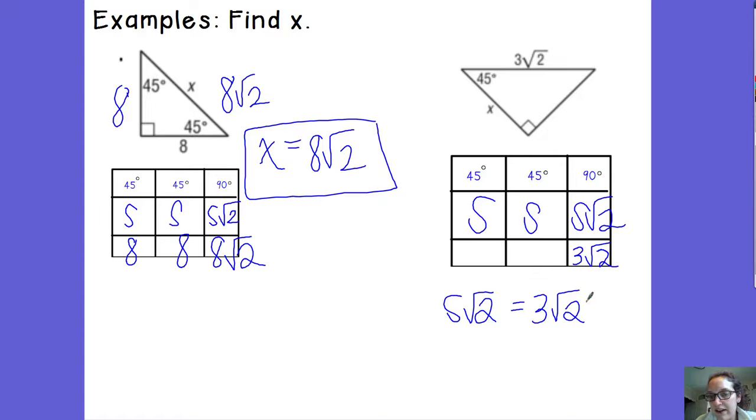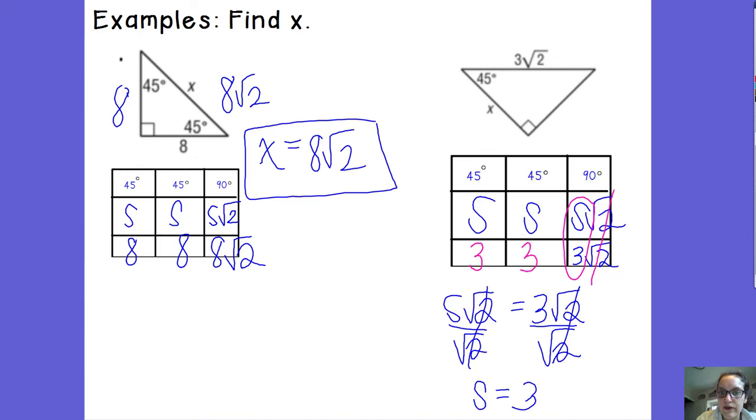So you might not have to set up this equation. You might just be able to see it in the chart, but I'm trying to solve for s. I want to get s all by itself. So I'm going to divide by root 2 on both sides. The root 2's cancel out, leaving me with just s is 3. You might have been able to notice that right here. If you just think about it in the chart and cancel out the root 2's, then s is 3. So s is 3, s is 3, 3 root 2, and x is equal to 3.